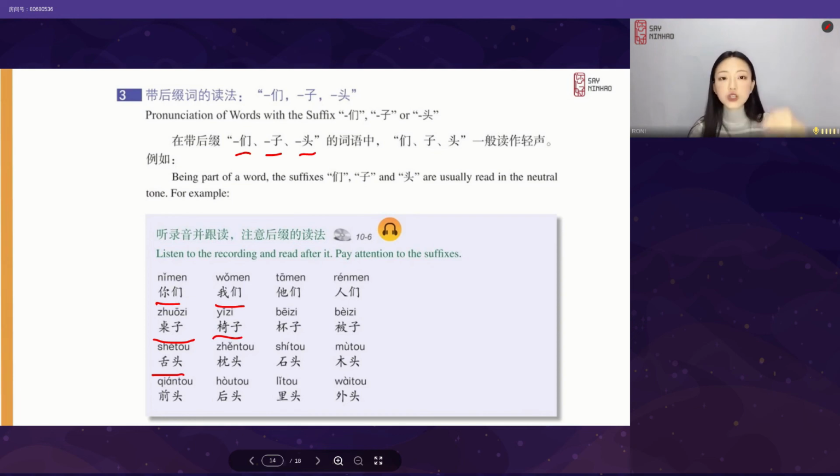Next one, 舌头，舌头. Actually, 头 is a second tone, but when it is a suffix, it is a neutral tone. 舌头 means tongue. 舌头. Next one, 枕头，枕头. See, the pitch is rising up. 枕头 means pillow. Next one, 前头，前头，前头. It means in the front. Next one, 后头，后头. 后头 is another way to say in the back, at the back. Okay, 后头. So pay attention to the pitch of the neutral tone every time you come across the neutral tone.